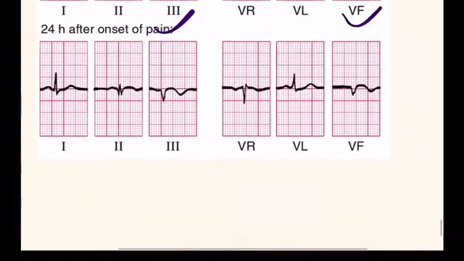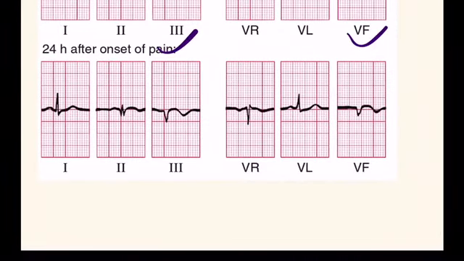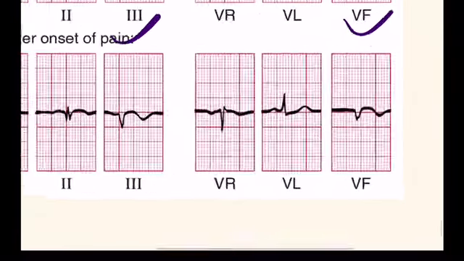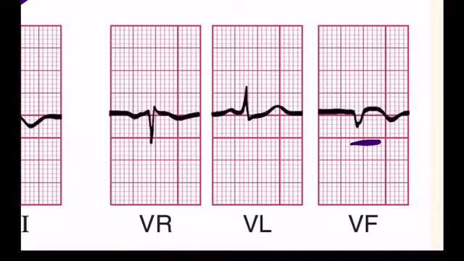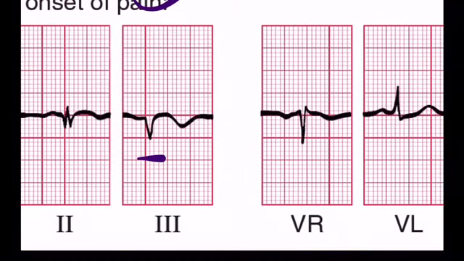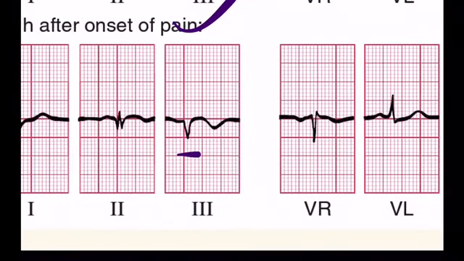Now the ECG which is obtained after 24 hours of the onset of the pain. After 24 hours from the onset, I told you that the Q wave becomes permanent. You can see the permanent Q wave here, and the ST segment has come again to the baseline of the heart.